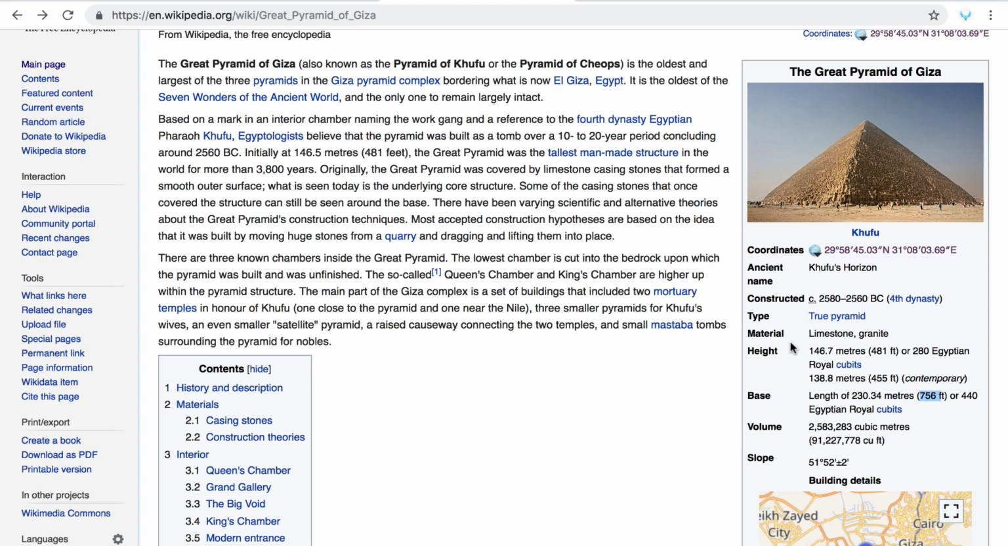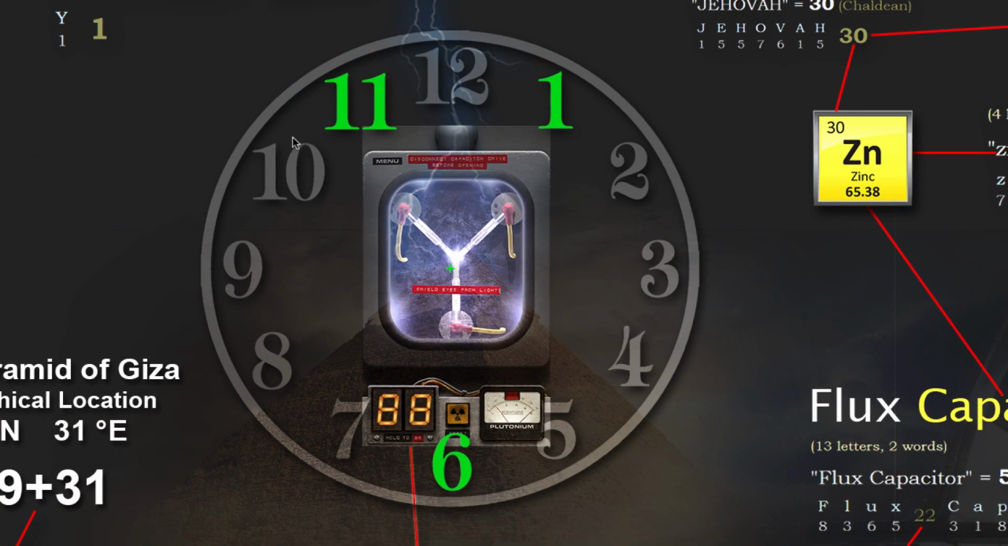Great Pyramid. 756 feet, 711. The actual coordinates, 11.7. 11.7. Flux capacitor. This is pointing to the 11, the 1, and the 6. 11, and we follow the clock. 1 plus 6 in numerology is 7. 11.7. Time travel.